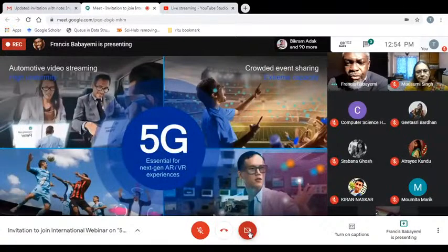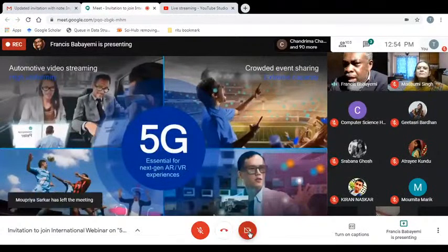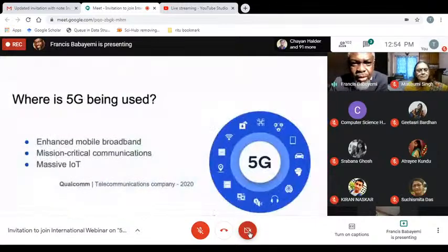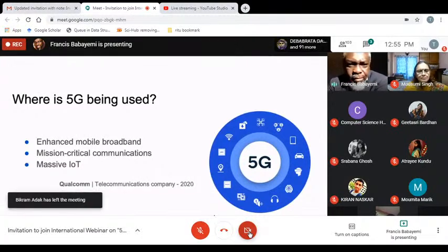This is the kind of remote experience, the kind of remote opportunities that this new technology will afford. So we're looking at the need for low latency. And this is one of the things which I feel is coming pretty soon. So where is 5G being used? As I said, broadly speaking, 5G is being used across three main types of connected services.